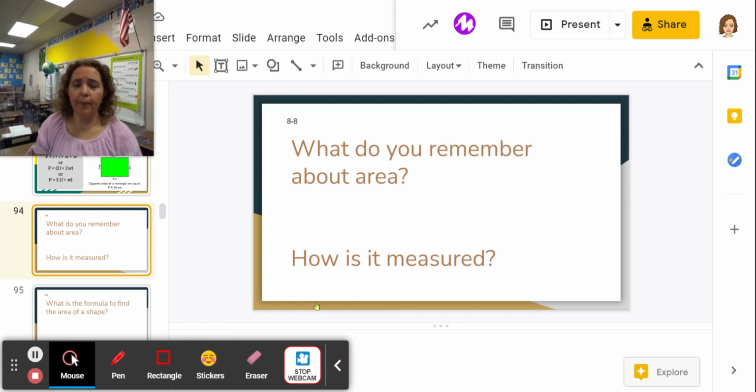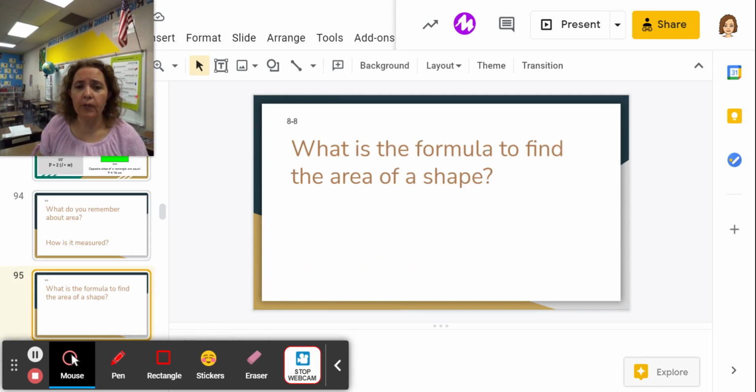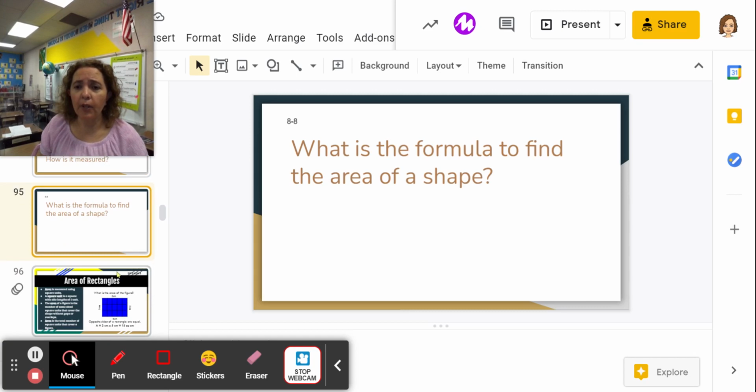All right, so now to area. What do you remember about area and how is it measured? Okay, also, what is the formula that we use for area? What is the formula to find the area of a shape? So pause the video and then come back to me.